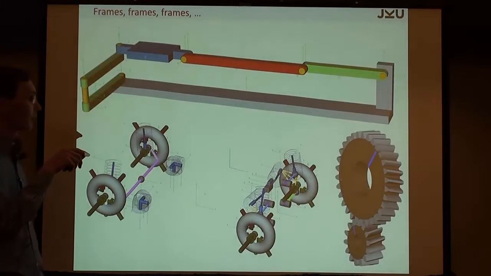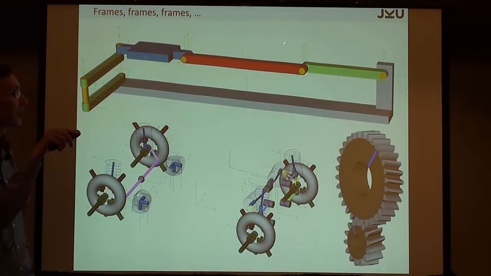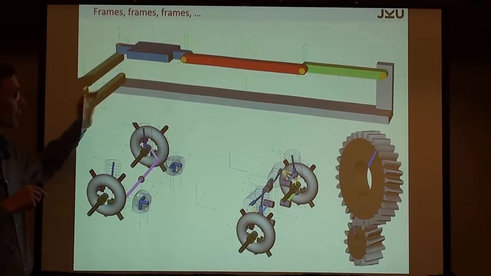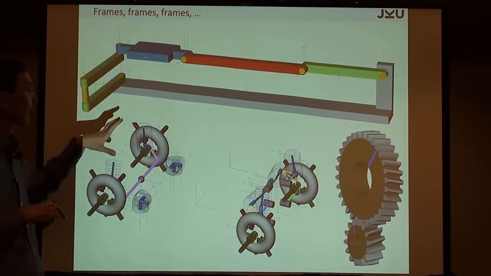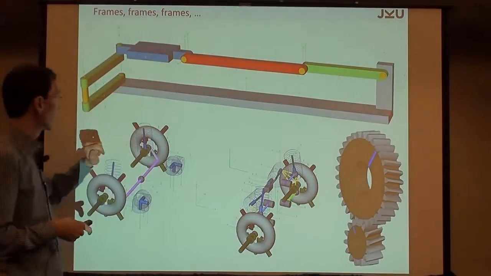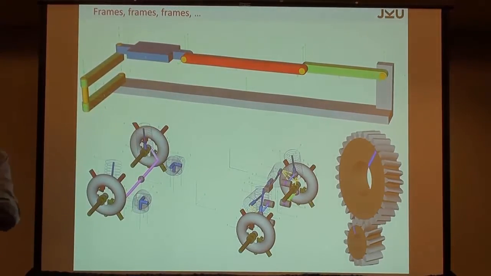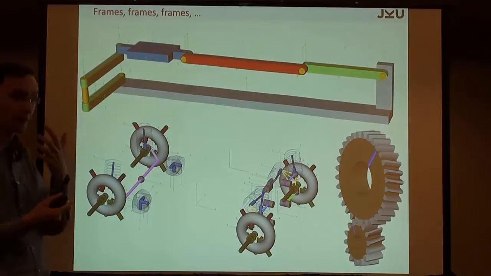So, okay, back to the point where we started. It's all about frames, because once you would like to model these systems, and for example, if you use one of these commercial or non-commercial multi-body codes, it's all about frames. Each body gets one frame. This is the body frame, and maybe the reference frame.